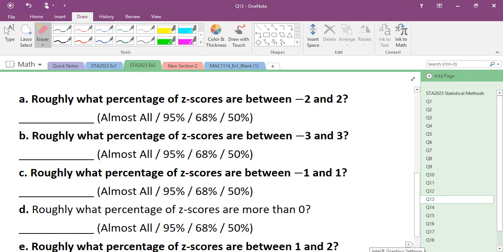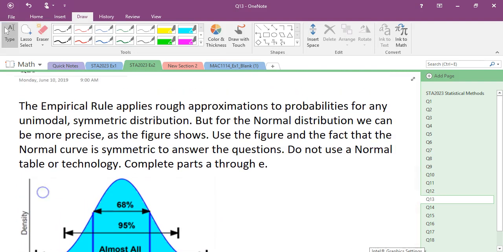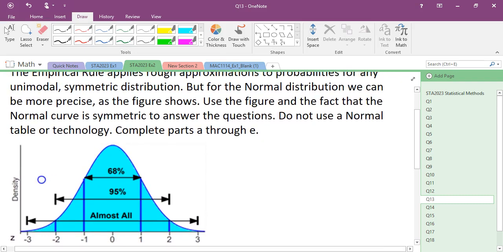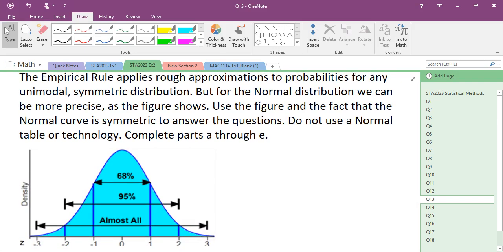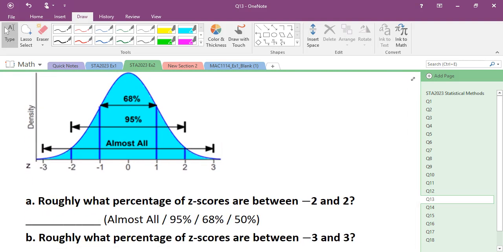All right, question number 13. So, again, we're talking about that empirical rule that's really kind of going on here. Remember, we discussed the empirical rule quite a bit when we were in that first module of Chapter 1, Chapter 2, and Chapter 3. So the empirical rule roughly applies rough approximations to probabilities of a normal distribution. That's what we're looking at. And so we want to answer questions based on this information.